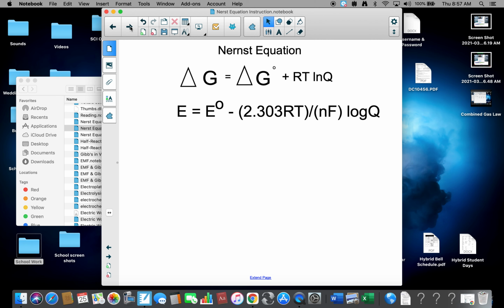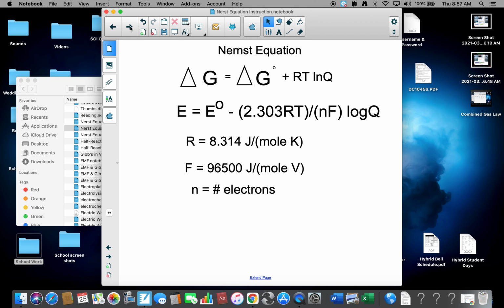any condition is the standard electromotive force minus 2.303 RT over nF times the natural log of Q, where R is the gas law constant 8.314 joules per mole Kelvin, F is the Faraday constant 96,500 joules per mole volt, n is the number of moles, and Q is the concentration of reactants or products. Reminder that concentrations are only for aqueous species; gases, solids, and liquids do not have concentrations.